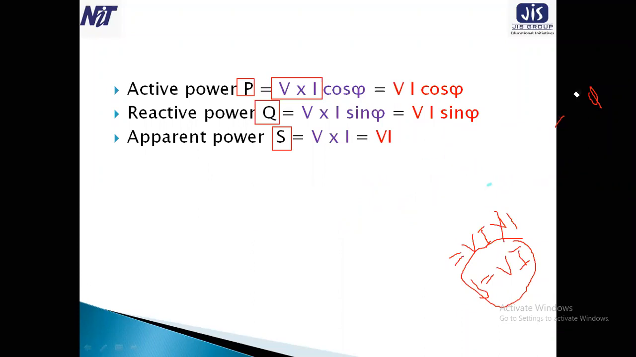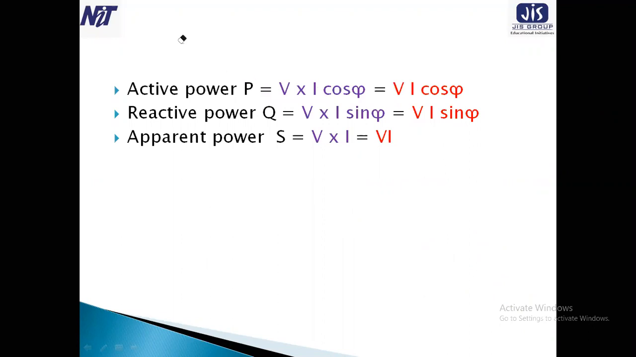So these are the three formulas. Please try to remember these three. It will help you a lot to solve problems of electrical engineering about power analysis.